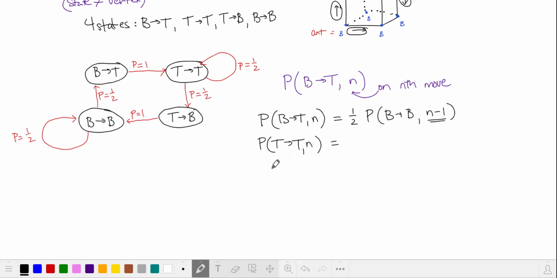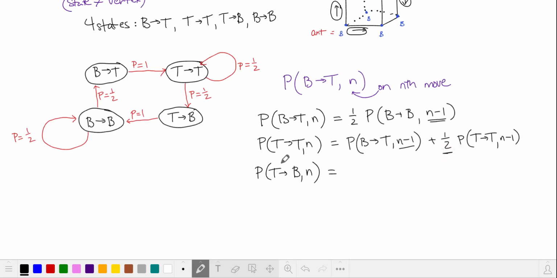There are 2 ways that the ant on the nth move can go from one top vertex to another top vertex. If on the previous move, the ant had traveled from the bottom vertex to the top vertex, then this is always going to happen. But if on the previous move, the ant had moved from one top vertex to another top vertex, then the probability that he goes to another top vertex after that happens with probability 1/2.